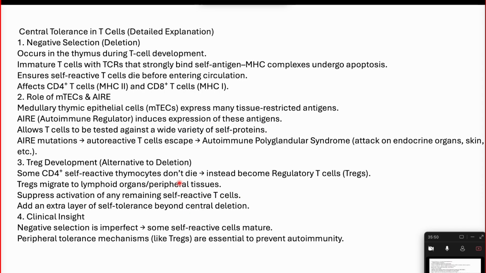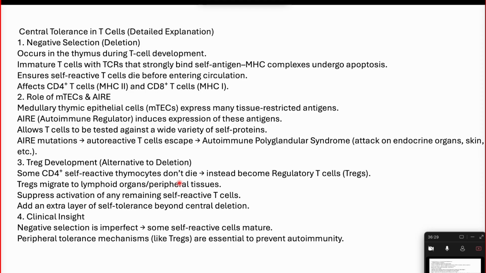So now we'll talk about central tolerance and peripheral tolerance in a little more detail. Central tolerance is negative selection. It occurs in the thymus during T cell development. Immature T cells with TCRs that strongly bind self antigen or MHC will undergo apoptosis, because a cell should not bind to our own antigens. This prevents self reactivity. T cells die before entering the circulation. It affects CD4 positive T cells and CD8 positive T cells.